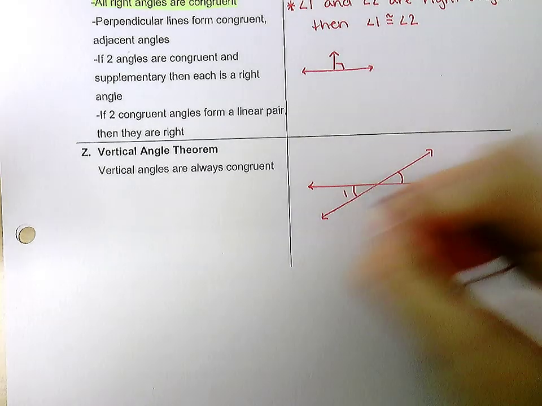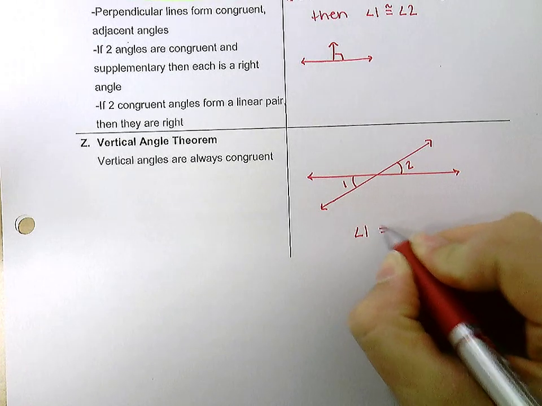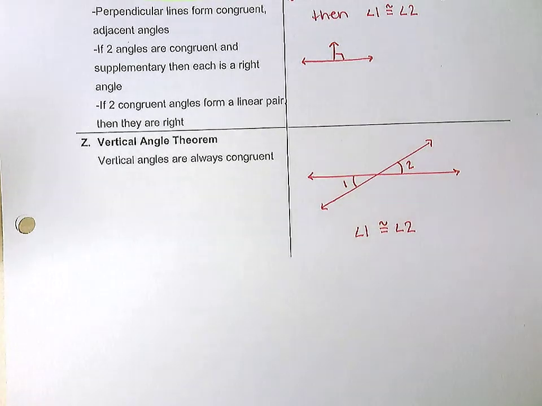So again, I have angle 1 and 2. I could say angle 1 is congruent to angle 2 because of the vertical angle theorem, because they are vertical angles. Questions on those?